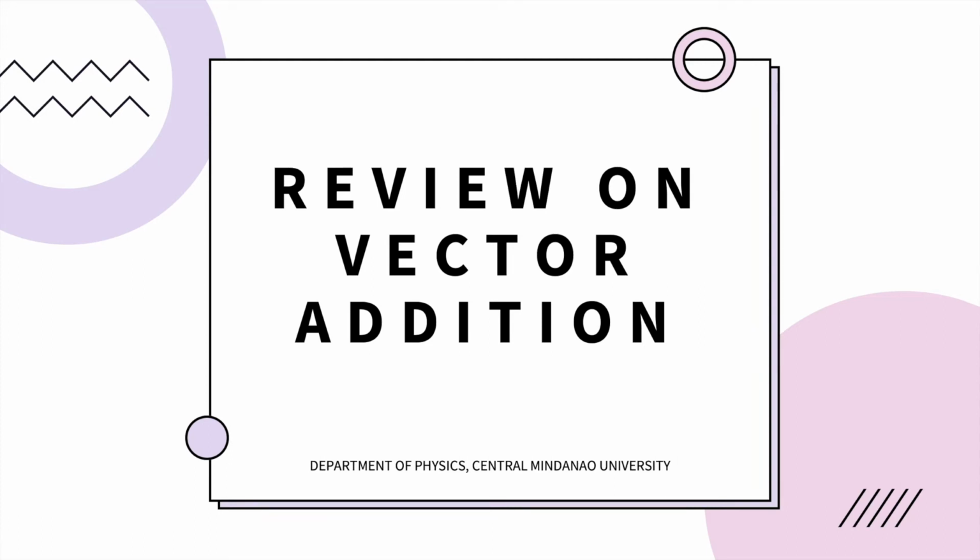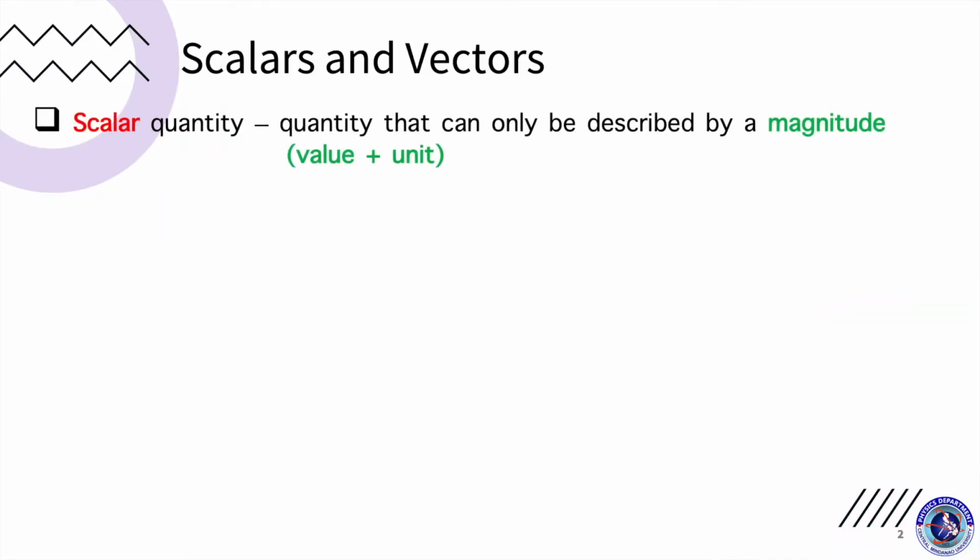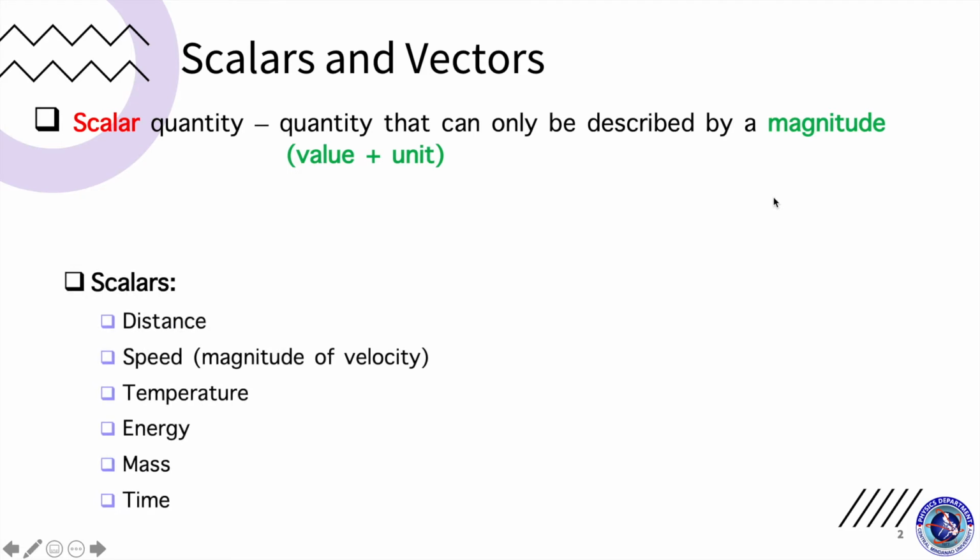Hi! In this video, we will have some sort of review on vector addition. Take note that the difference between scalar and vector quantities is that when we say scalar, it is a quantity that can only be described by magnitude, meaning to say value and unit. And these are the examples for that one.